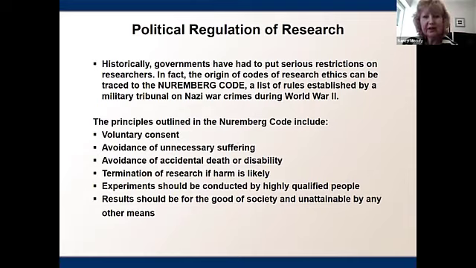Usually I have a slide here with history, but because of the time, I was unable to really highlight it. But I want you to know that research that was done in America was very unethical after the Nuremberg Code had established these principles: that volunteers need to consent, avoidance of unnecessary suffering, avoidance of any death or disability, and terminating the research if there's harm to the participant.